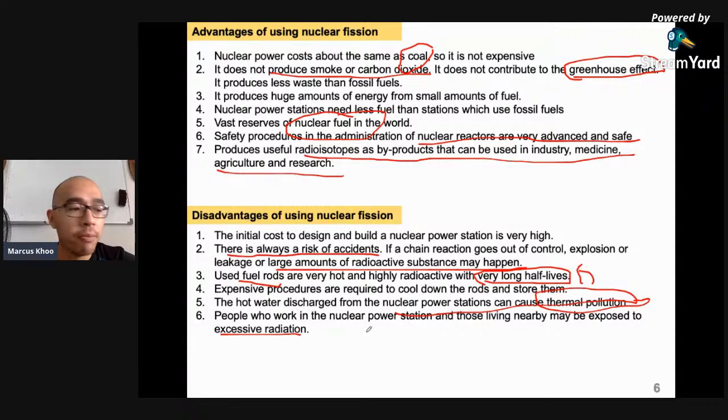Maybe you can post your comments in the live chat and see whether you're for or you're against, and then I will count and we will take a poll. So, are we for or are we against nuclear power plants?